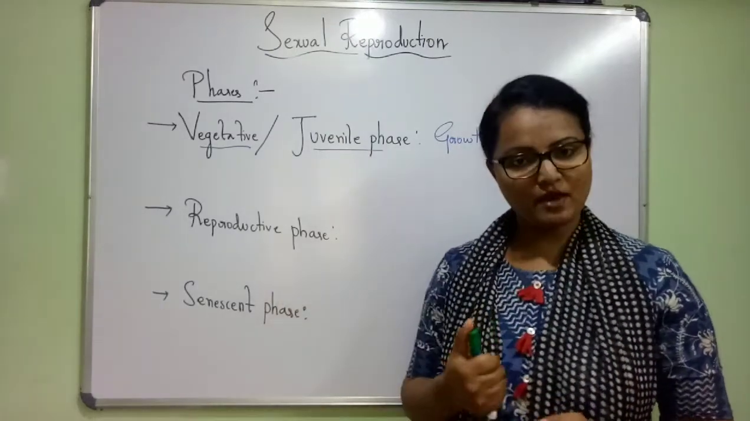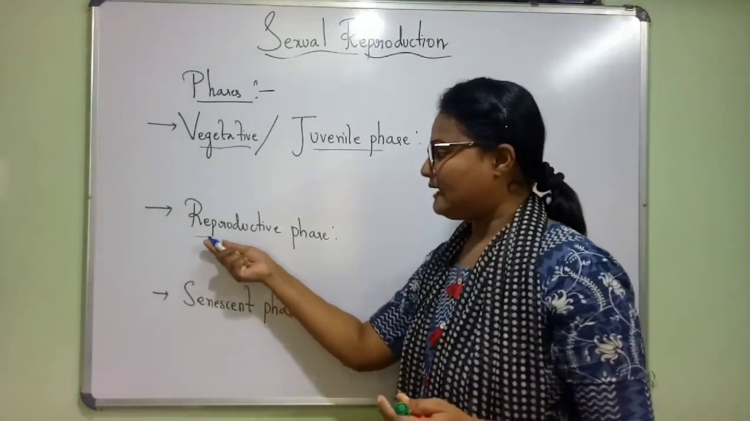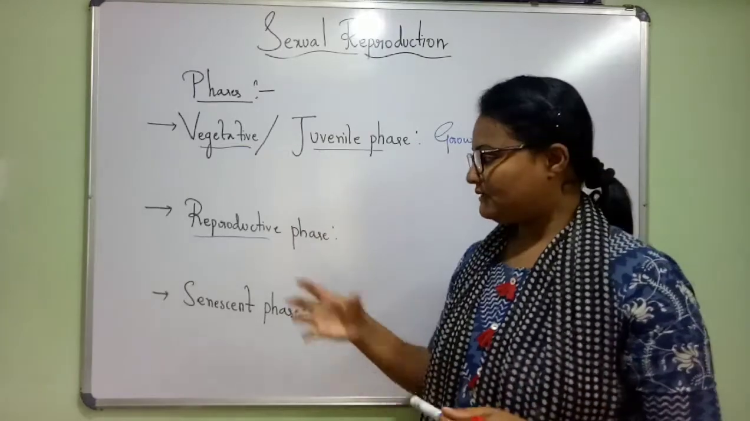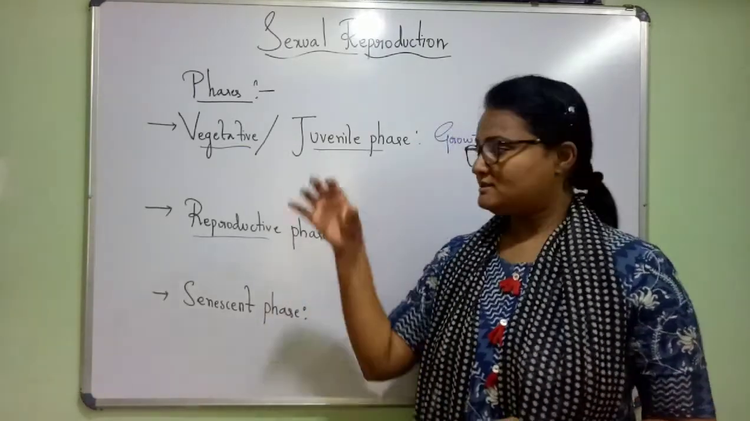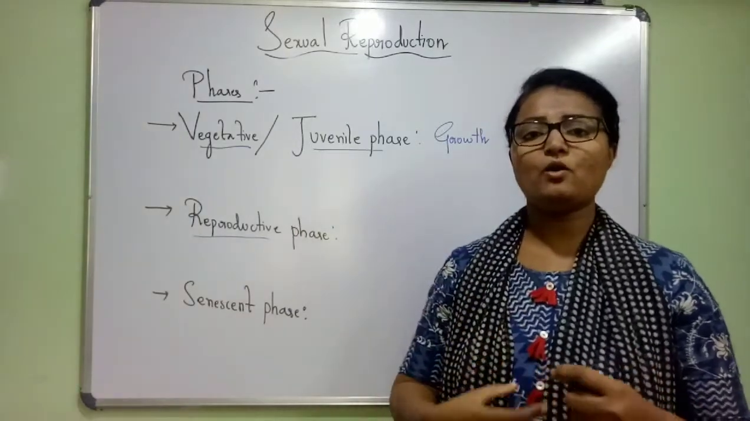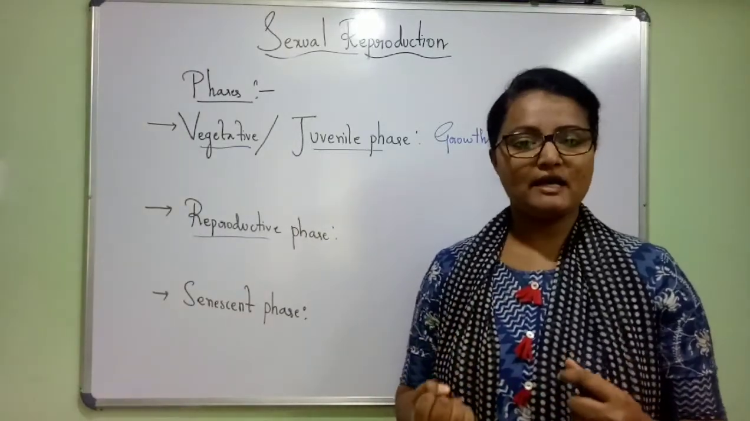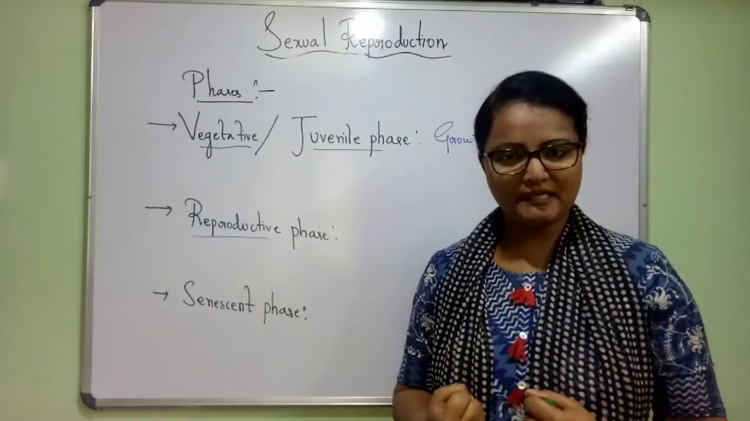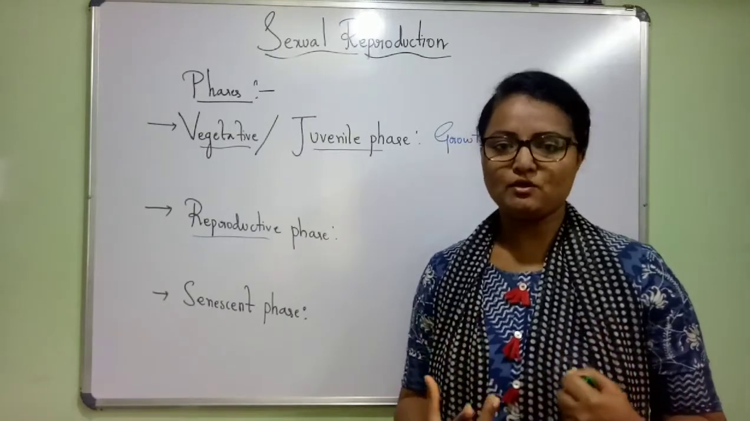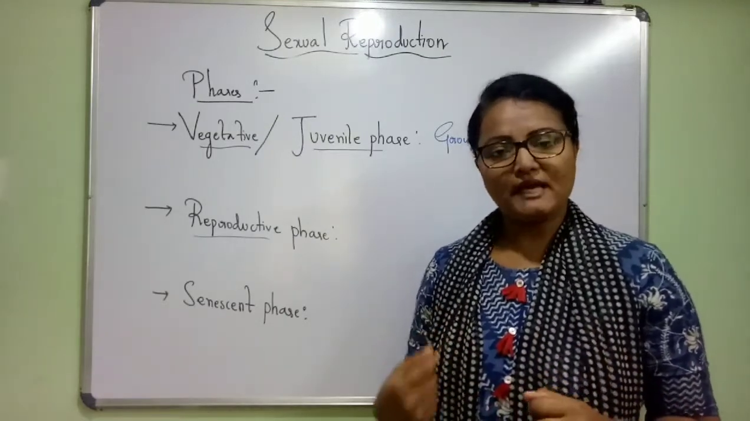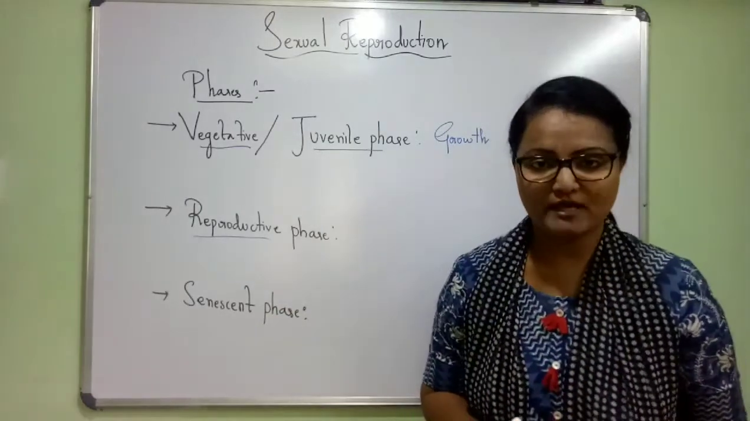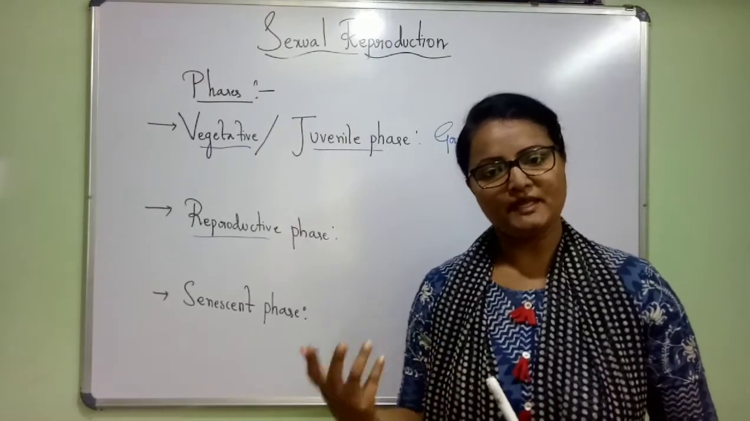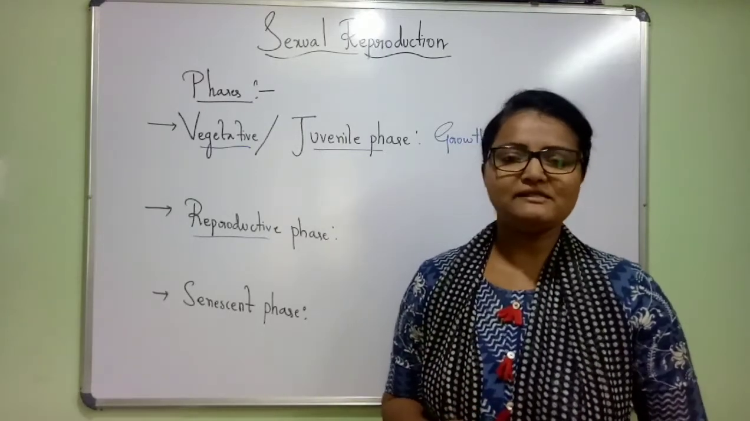Next is the reproductive phase. As the name indicates, it relates to reproduction. So what happens during this reproductive phase? Once the plant or animal has undergone growth or development, it is ready for the maturation process, and gets the ability to reproduce, to produce young ones. That phase we call the reproductive phase. Then how can we identify this reproductive phase in animals or in plants?